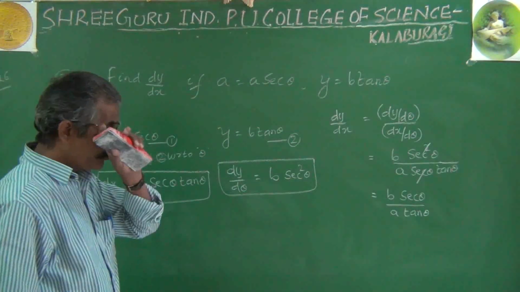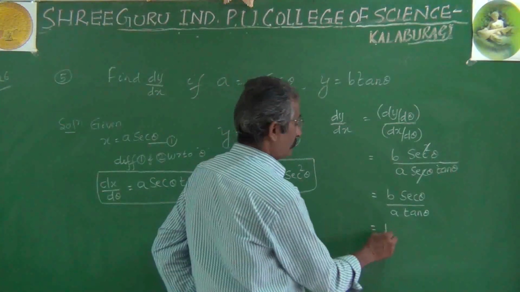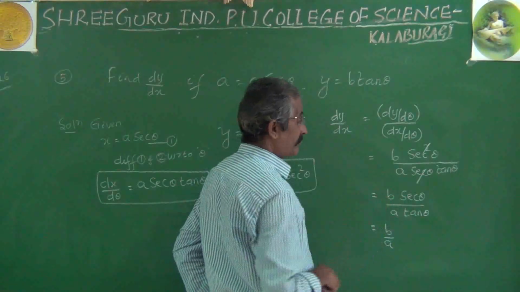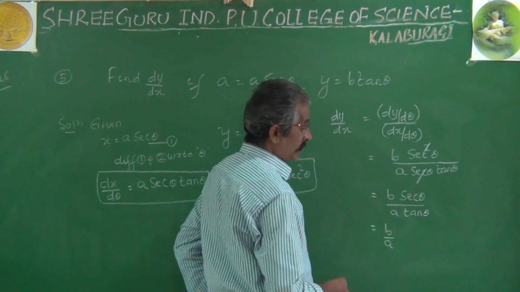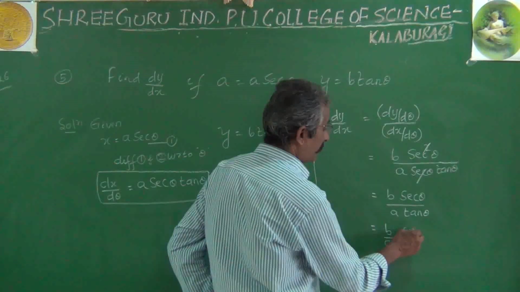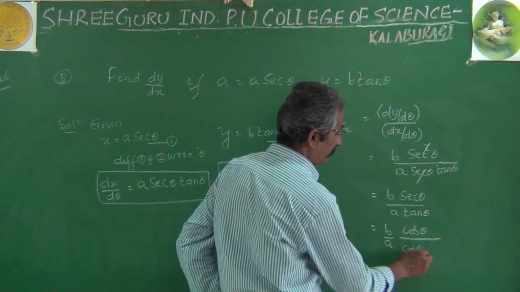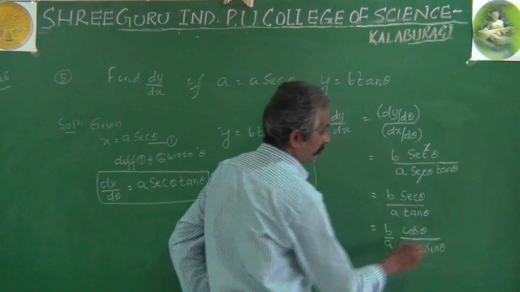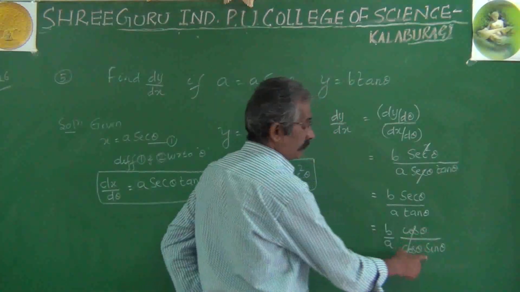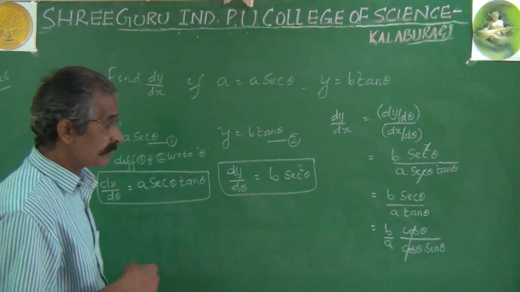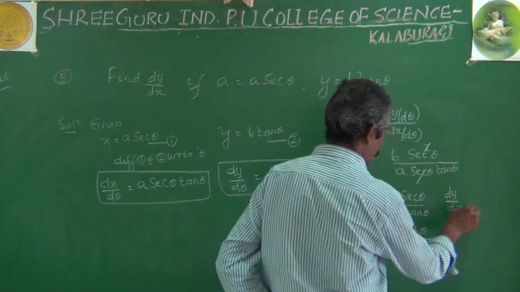Further, if it is given to prove some particular expression, you need to continue. Let's continue: b by a. Sec theta means 1 by cos theta. At the same time, tan theta is sin theta by cos theta. So cos theta goes to the numerator, so it is cos theta divided by cos theta into sin theta. Cos theta cancels. Also 1 by sin theta can be written as cosec theta. So the final answer: dy by dx equals b by a into cosec theta.